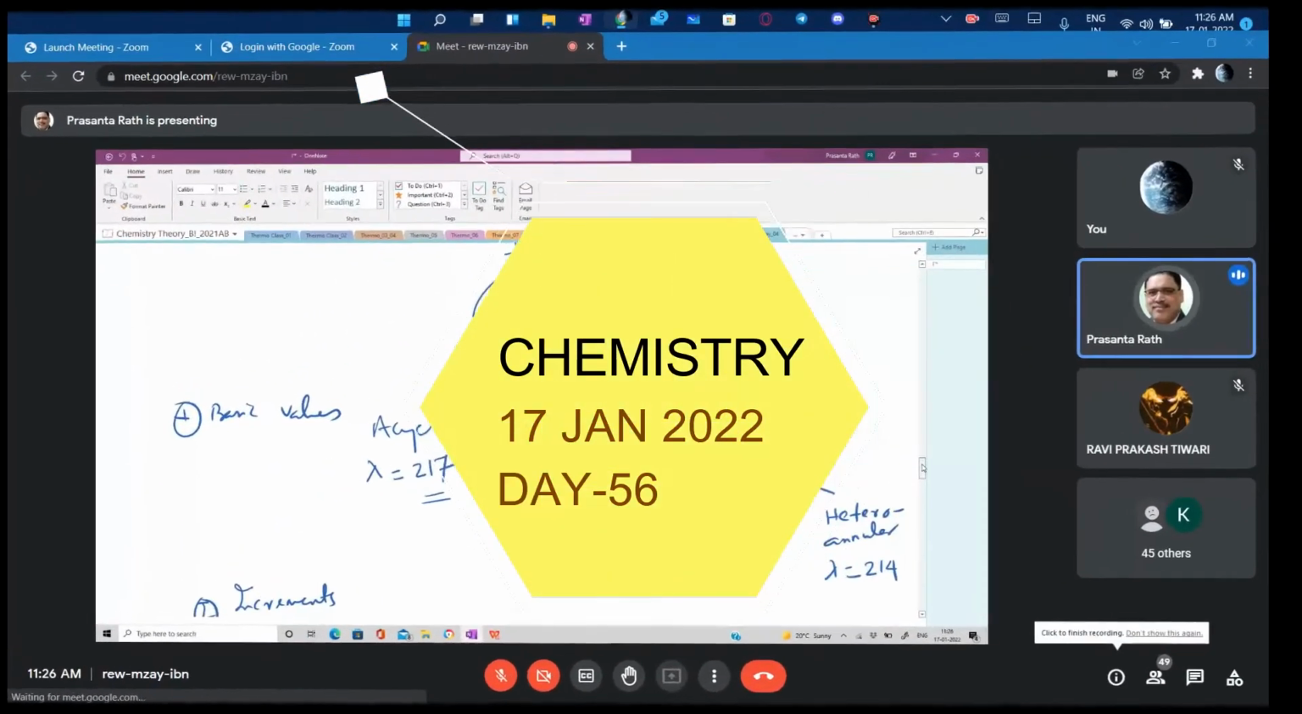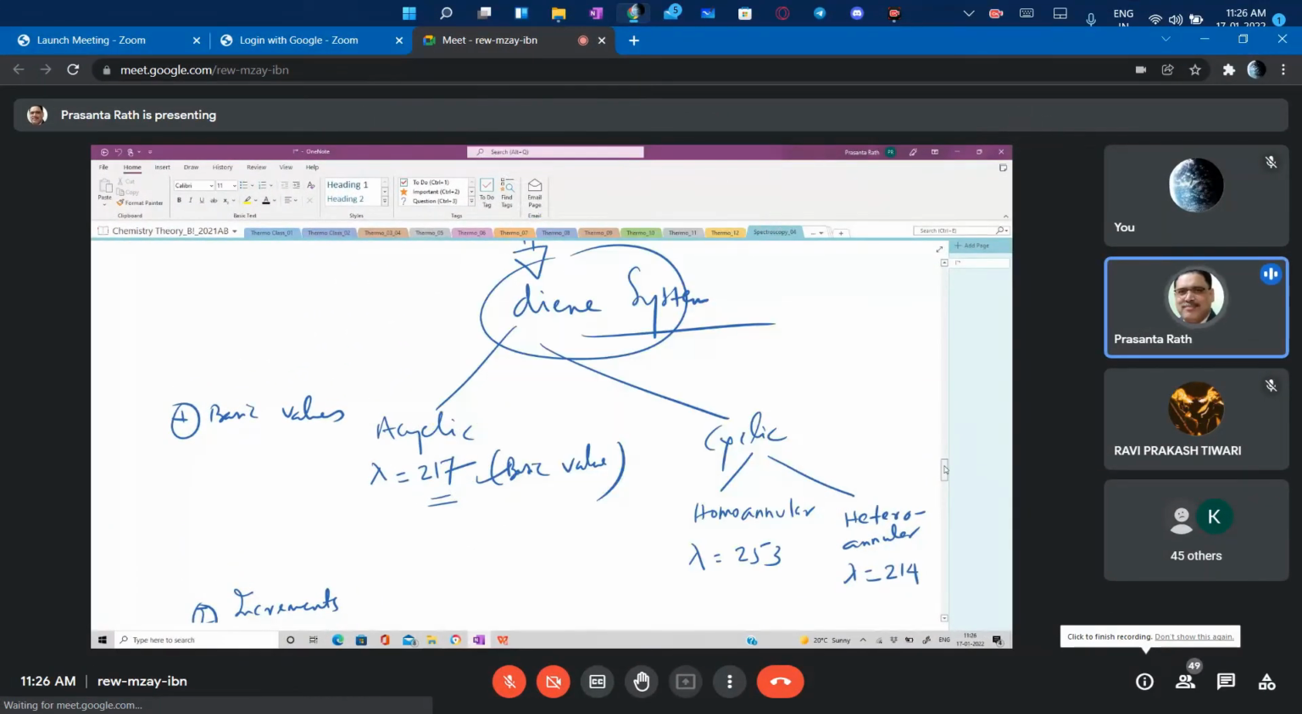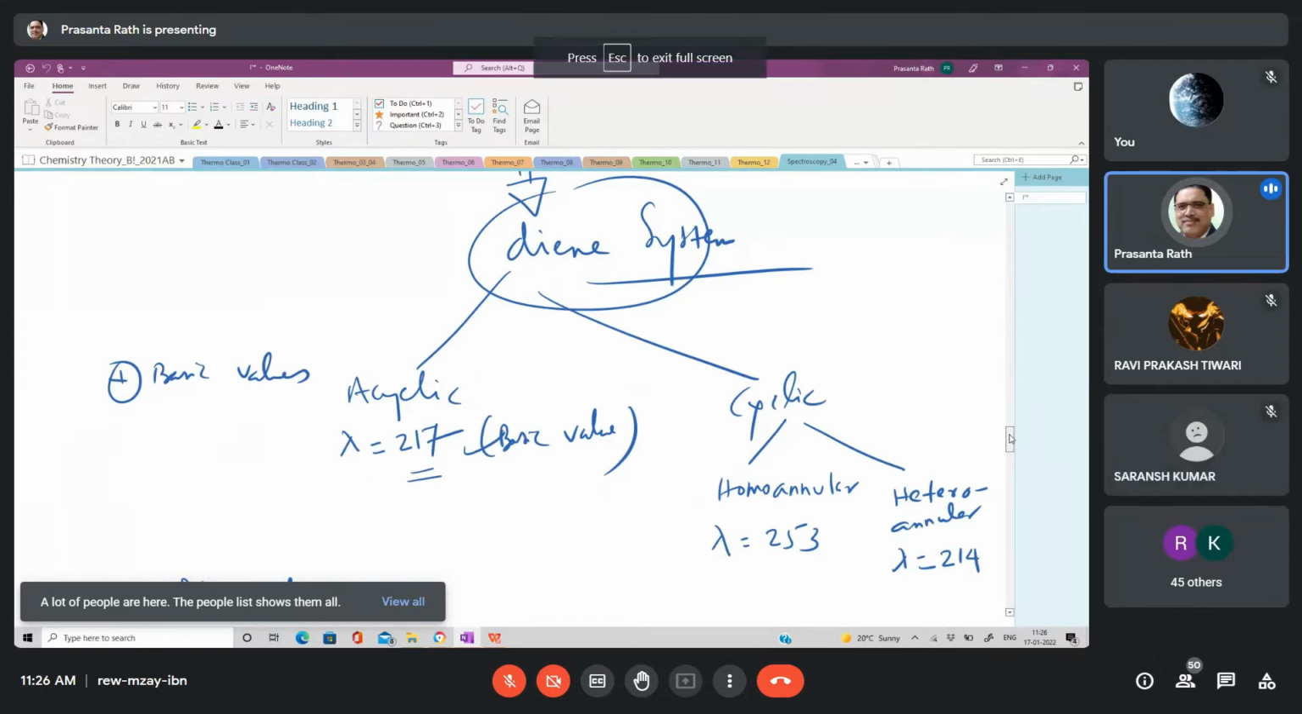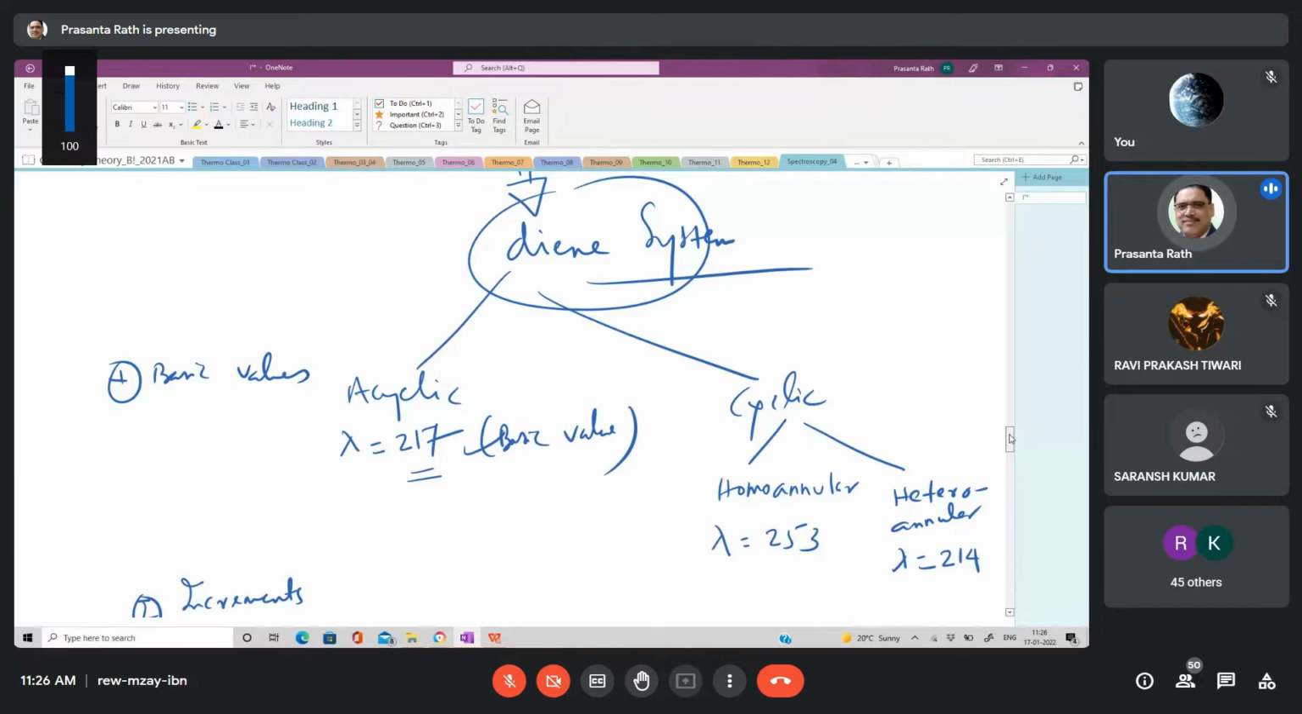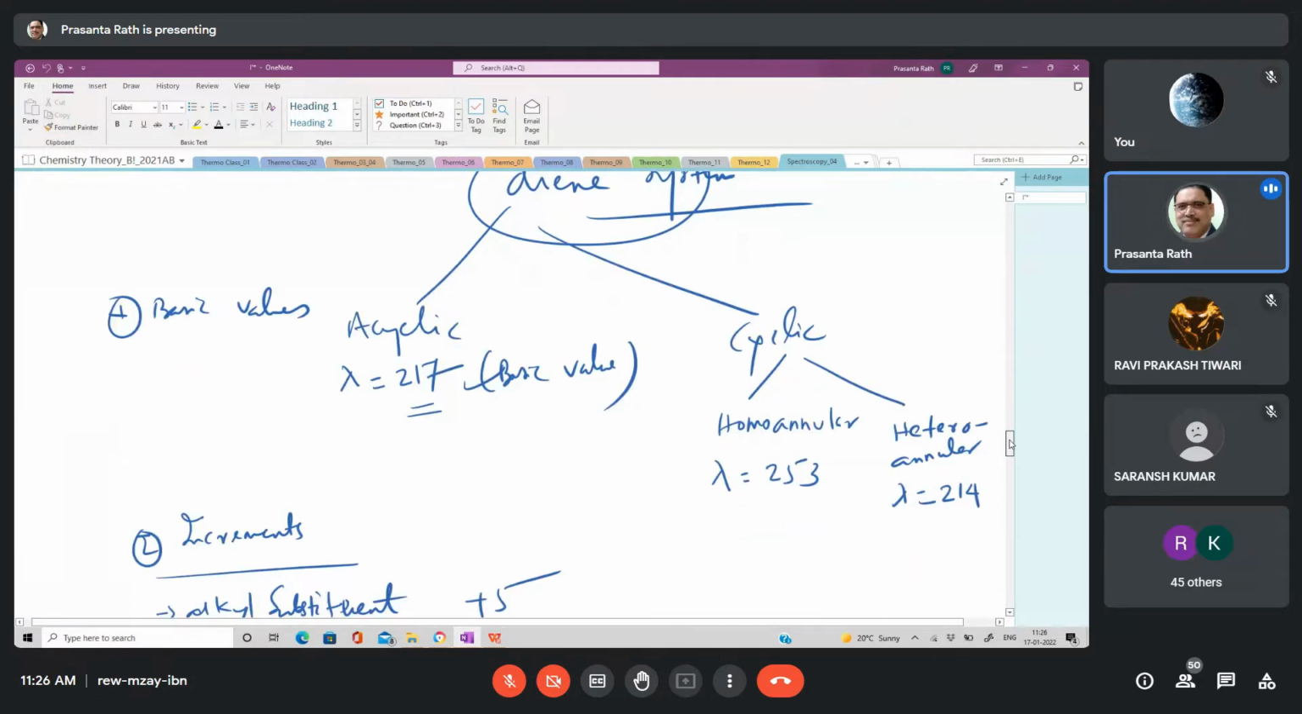Acyclic diene and cyclic diene, which can be of two types, homoannular and heteroannular. The basic values are 217, 253 and 214 respectively.